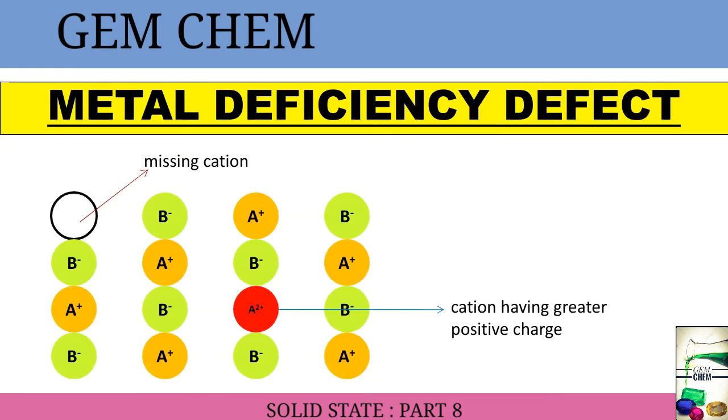Now we will deal with the metal deficiency defect. What happens in this case? This defect arises when a cation is missing from its original normal lattice site and the charge is balanced by a nearby metal ion having a higher positive charge. So here a cation is missing, and to maintain electrical neutrality, there is a cation having 2 positive charges. So this is the missing cation and this is the cation having the greater positive charge.